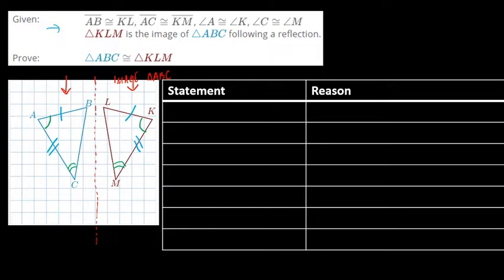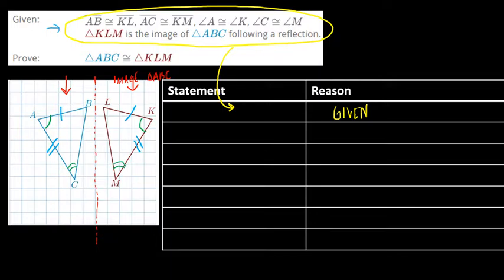So, let's get started. And the first thing we start with is always just to rewrite our given information. Now, for the sake of time, I'm not going to rewrite all these statements, but what you would do is you would take all of this given information and write it as your first statement, and for the reason you can just say, well, this was given. I don't really need to provide any explanation beyond that.